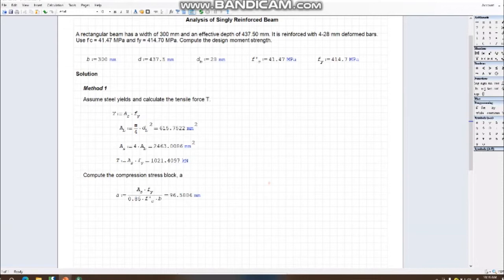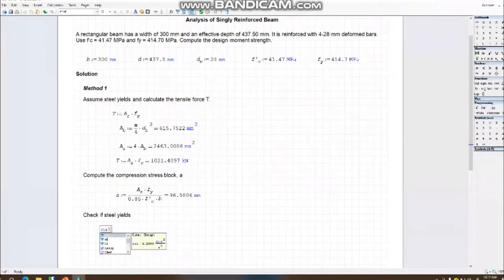So next slide natin is check that the tension steel is yielding, di ba? Okay. So, or check if steel yields, no? Yeah. So, to do that, compute mo ito sana. Calculate C, to calculate C.